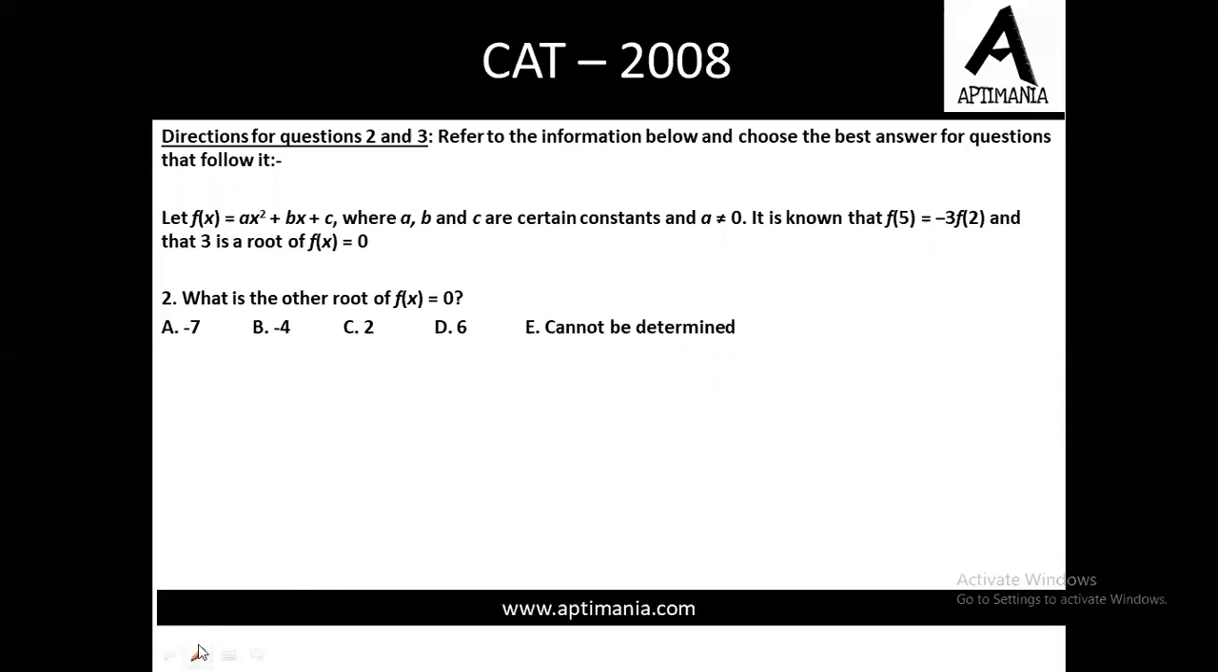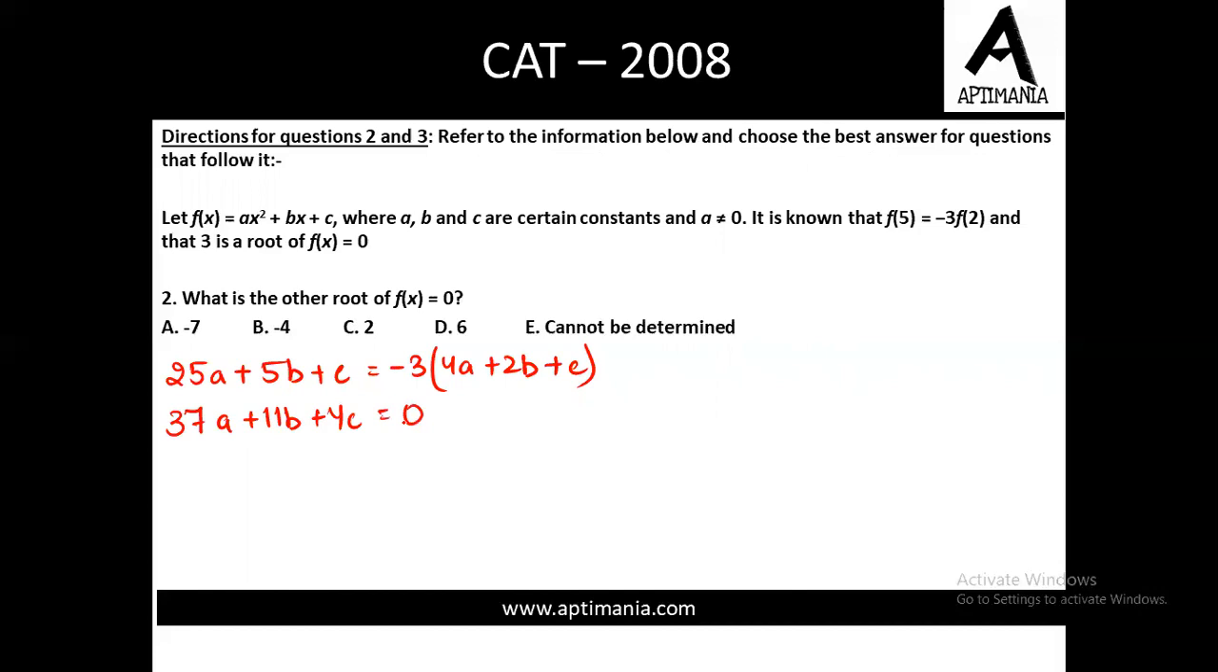So let us just form the equation first of all. F5 will be 25a plus 5b plus c, which is equal to minus 3 into f2. F2 will be 4a plus 2b plus c. So on solving, we'll have 25a and this will be 12a. On coming this side will become 37a, 5b and this will be 6b, adds up to 11b, and c minus 3c will add up to 4c equal to 0. So this is the first equation that we have obtained.